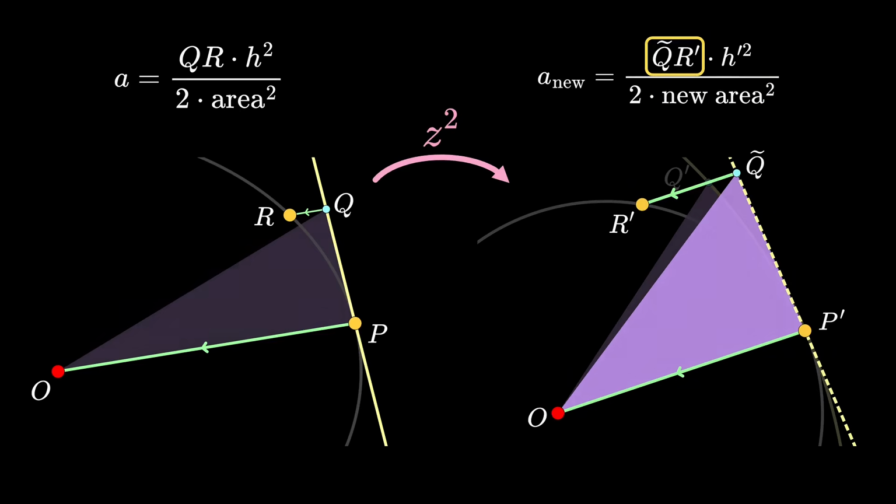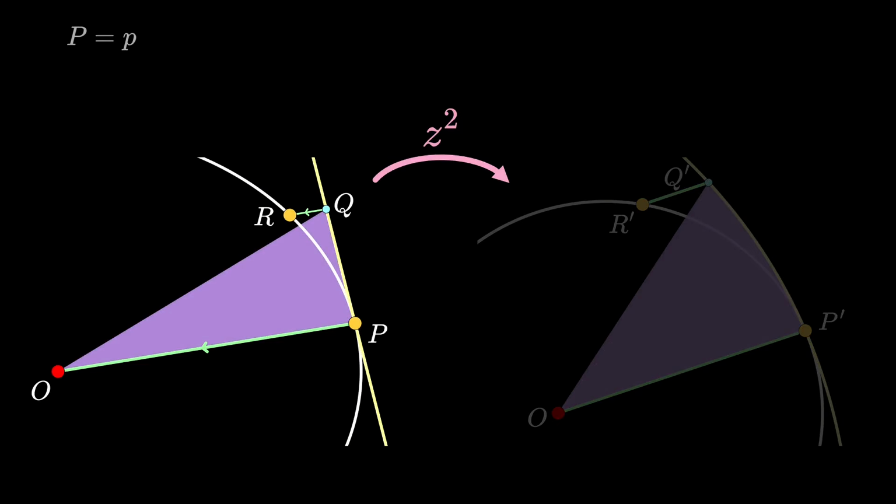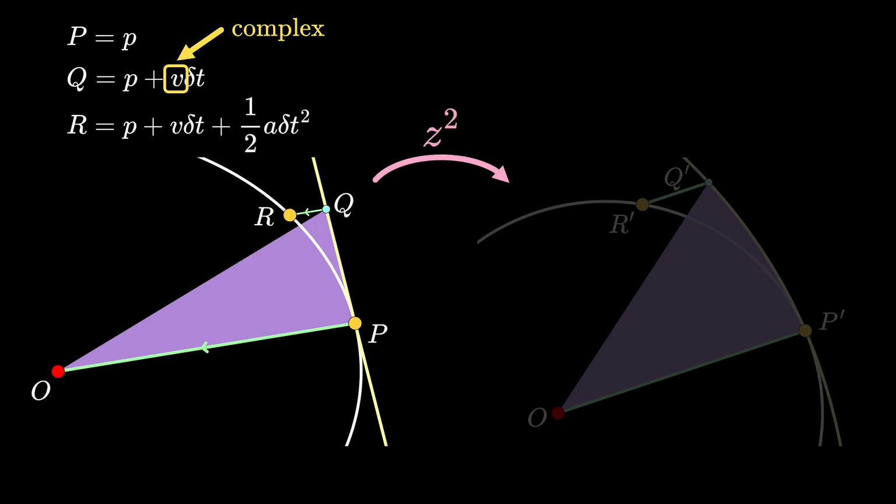Let's use little p to denote the complex number associated with the point capital P. Then Q should be P plus V delta t, where this V is also a complex number corresponding to the velocity vector. R would have an additional half a delta t squared, and again, this a in this context is also a complex number that corresponds to the acceleration.